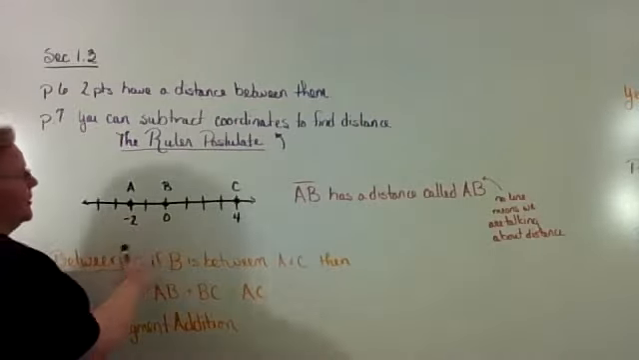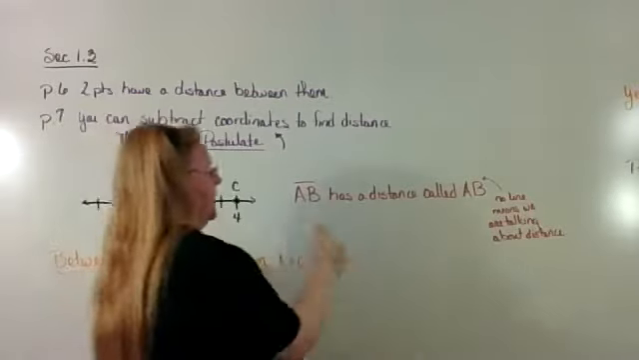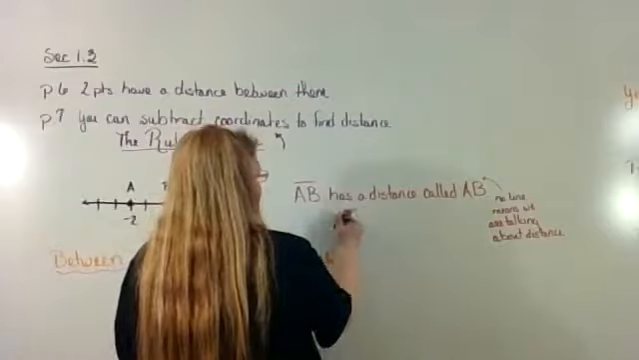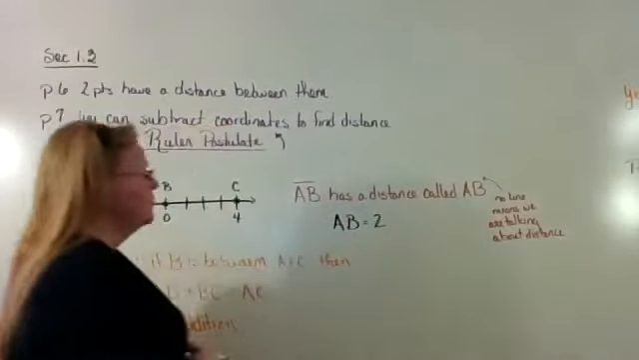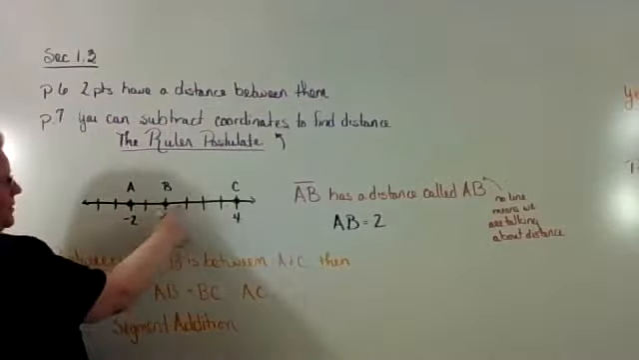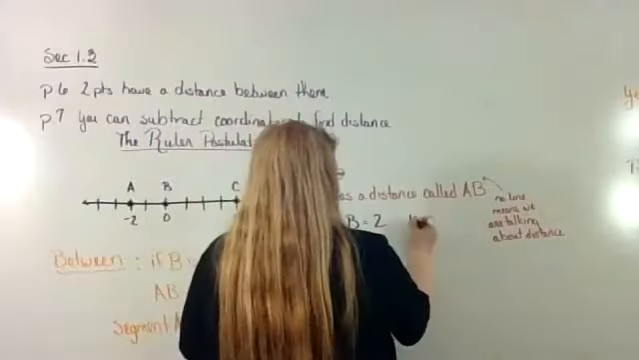So right here, the distance between A and B is going to be 2. So AB equals 2. And incidentally, BC equals 4, because that's the distance between them.